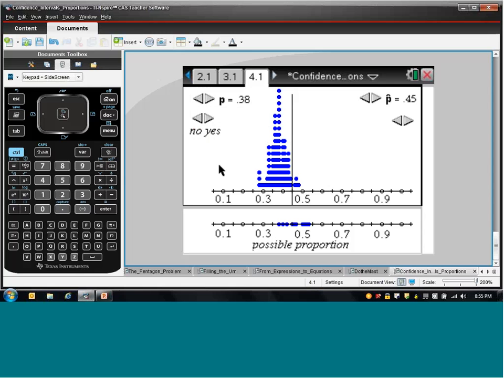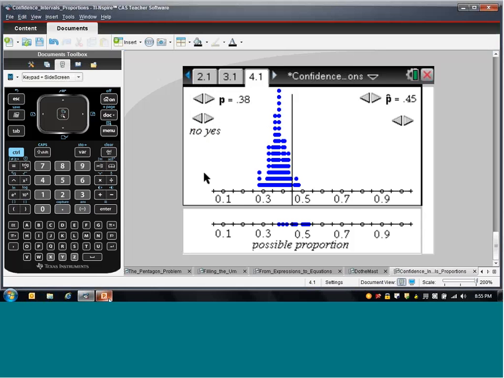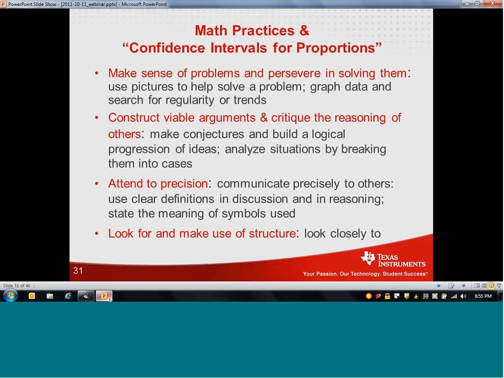Now you can stop there, but the Common Core State Standards actually ask us to go one little bit further. They want us to talk about margin of error. So that would be to take that interval, 15, divide it by 2 to get 7.5, and I'd get 45% plus or minus 7.5%. So my interval would be 45% plus or minus a margin of error of 7.5%.